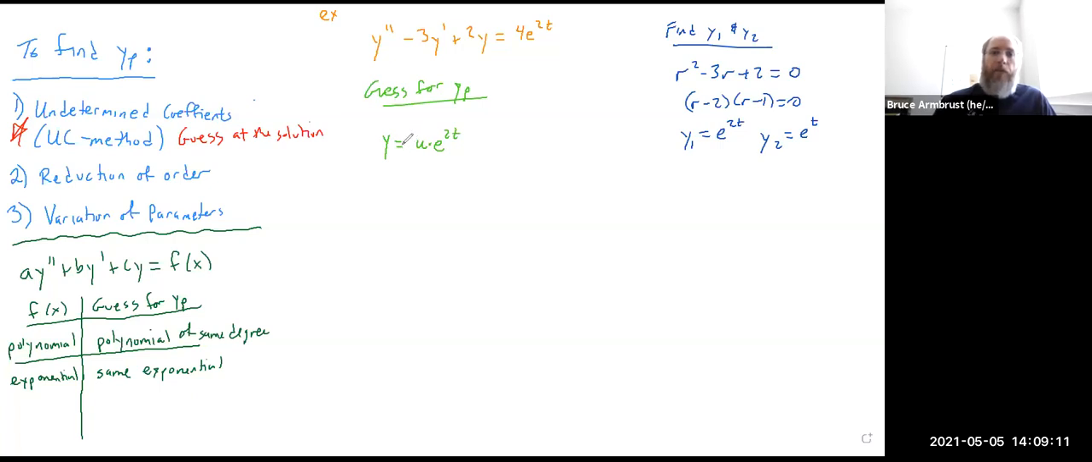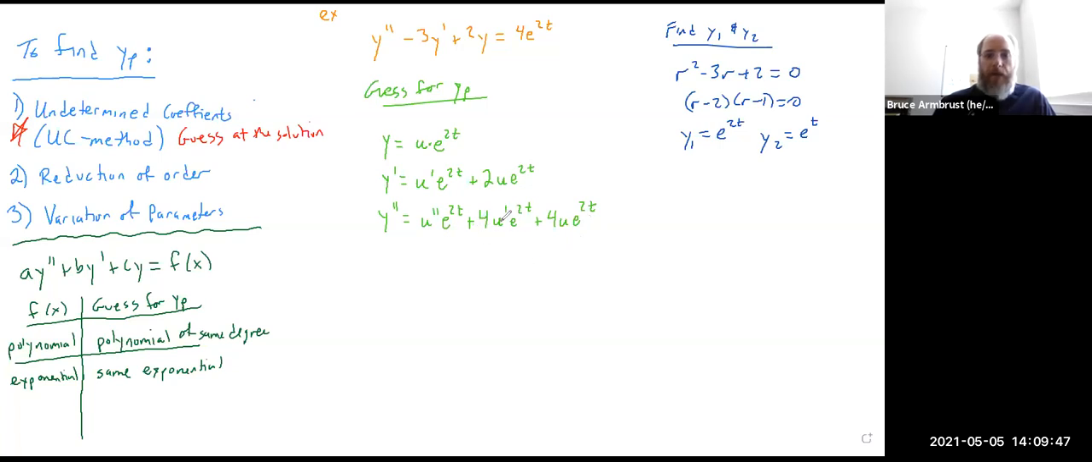There's going to be an a on there as well, but I'm not going to put it right there just to confuse. We'll put it on at the end. But let's just say y equals this. Then y prime is going to be u prime e to the 2t plus 2u e to the 2t. y double prime is going to be u double prime e to the 2t plus 4u prime e to the 2t plus 4u e to the 2t.